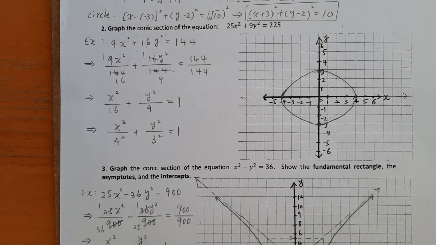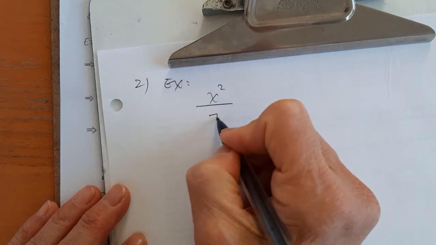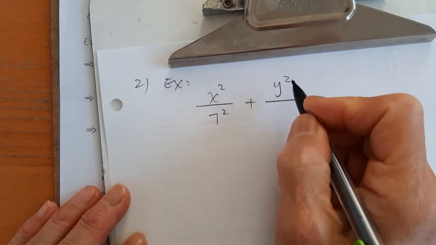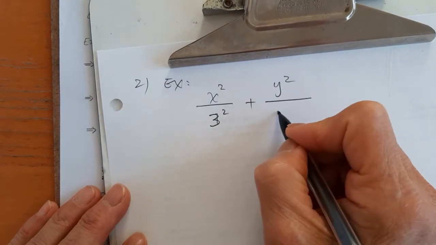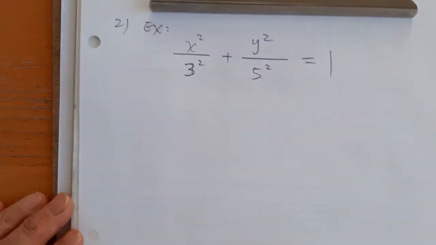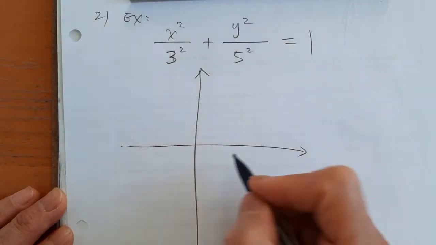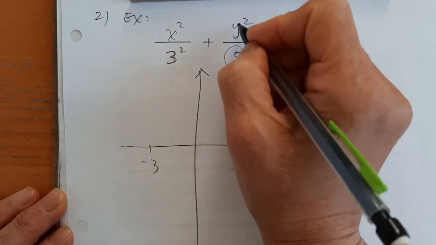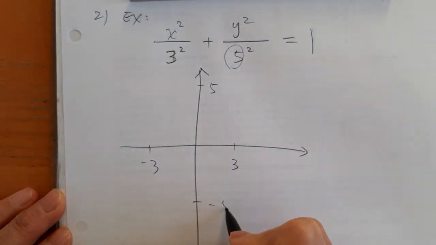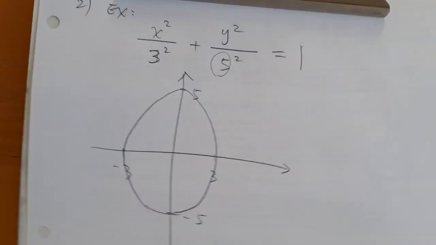Another example for question 2. Like x squared over 3 squared plus y squared over 5 squared equal 1. Then when you draw the graph, on the x it's 3, on the y it's 5, and negative 5. And then you just connect. It's this way, this way.